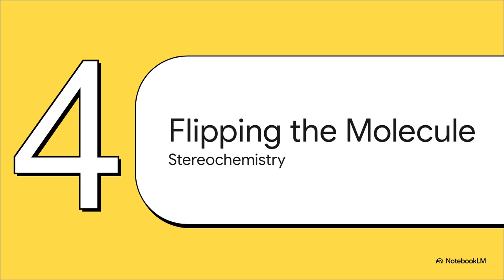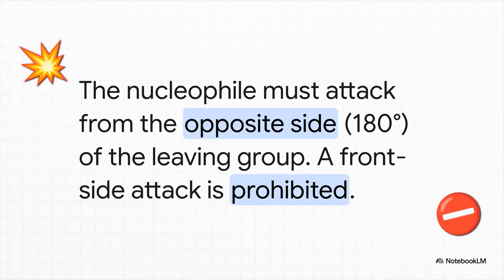Okay, so one step versus two steps. Who cares, right? Well, this is where it gets really cool, because these two totally different journeys have predictable and fascinating consequences for the final 3D shape of the molecule. For that single concerted SN2 step to actually work, the attacker has to be sneaky. It has to come in from the exact opposite side of the leaving group.